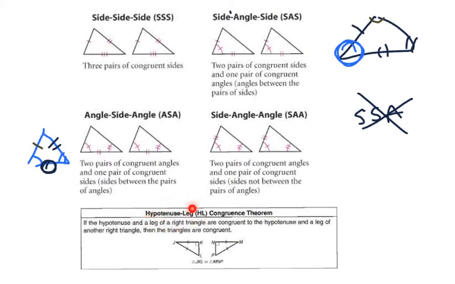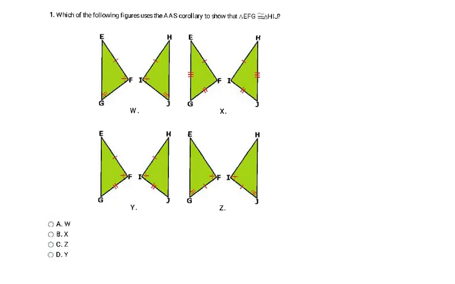Hypotenuse leg, you can only use this one if you know it's a right triangle. So if you know it's a right triangle and you know the hypotenuses are congruent and you know one of the legs is congruent, then you know those are congruent triangles. So let's look at our first problem.